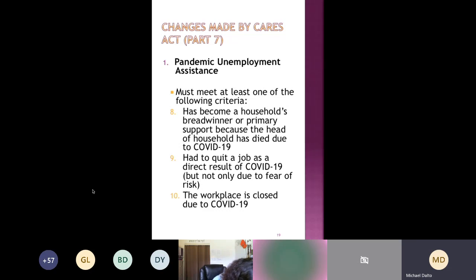And then number 10, and this is going to be a common one, the workplace is closed due to COVID-19. And I would interpret the workplace is closed due to COVID-19 also applying to businesses that self-employed people operate that may not have really a typical conventional workplace, but there's no work due to COVID-19.